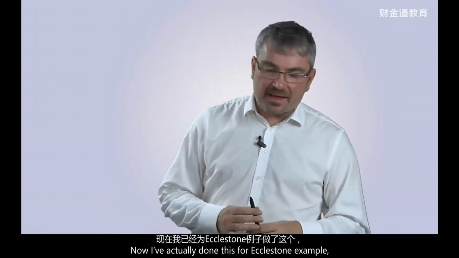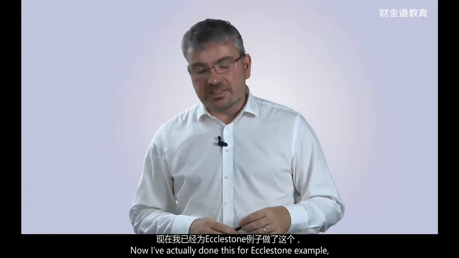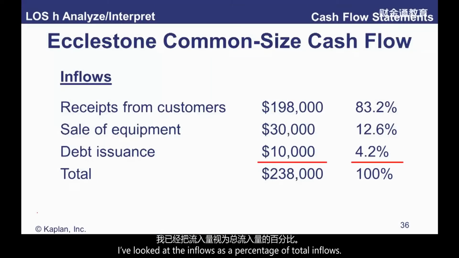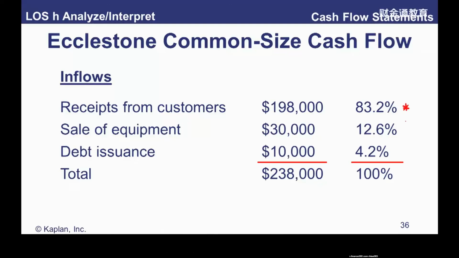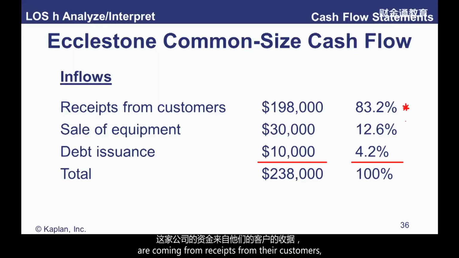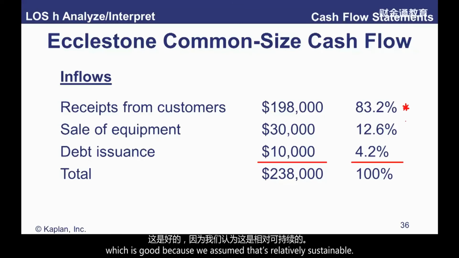Now I've actually done this for our Eccleston example. I've looked at the inflows as a percentage of total inflows. So notice we can see the vast majority of inflows to this company are coming from receipts from their customers, which is good because we'd assume that that's relatively sustainable.